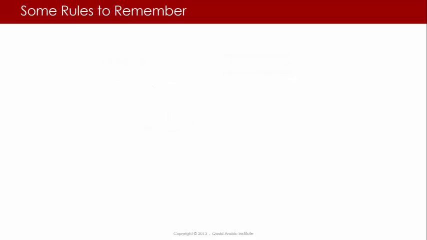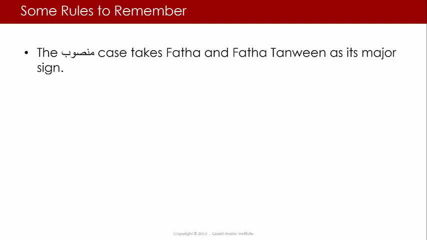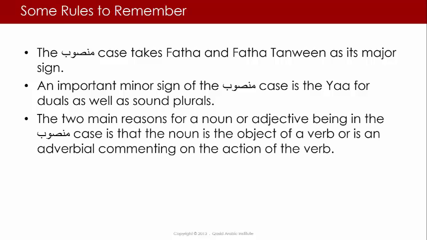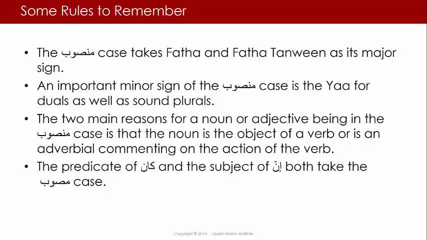So here are some rules to remember. The mansub case takes fatha and fatha tanween as its major sign. An important minor sign of the mansub case is the ya for duals as well as sound plurals. The two main reasons for a noun or adjective being in the mansub case is that the noun is the object of a verb or is an adverbial commenting on the action of the verb. The predicate of kana and the subject of inna both take the mansub case.